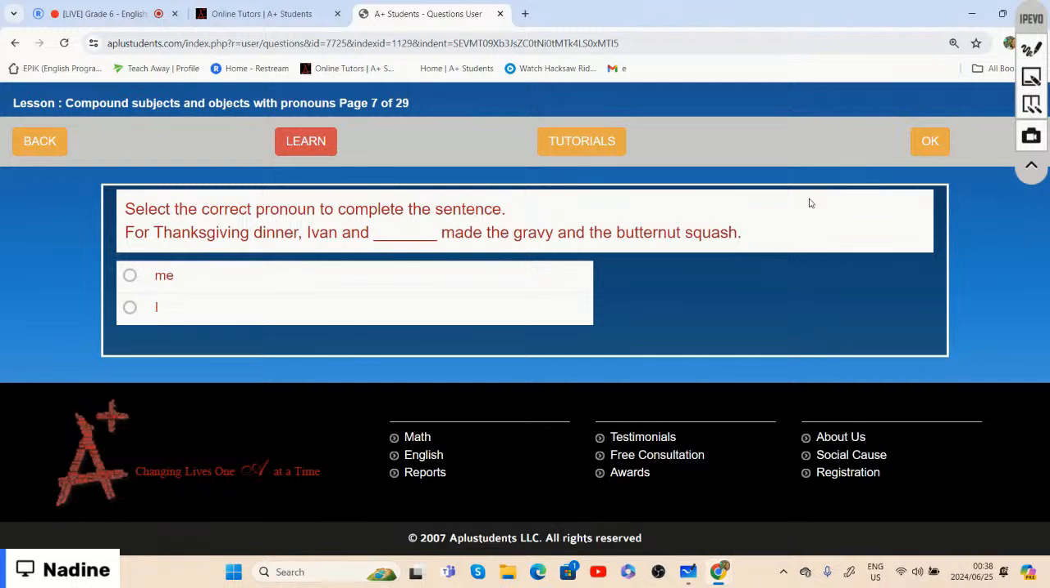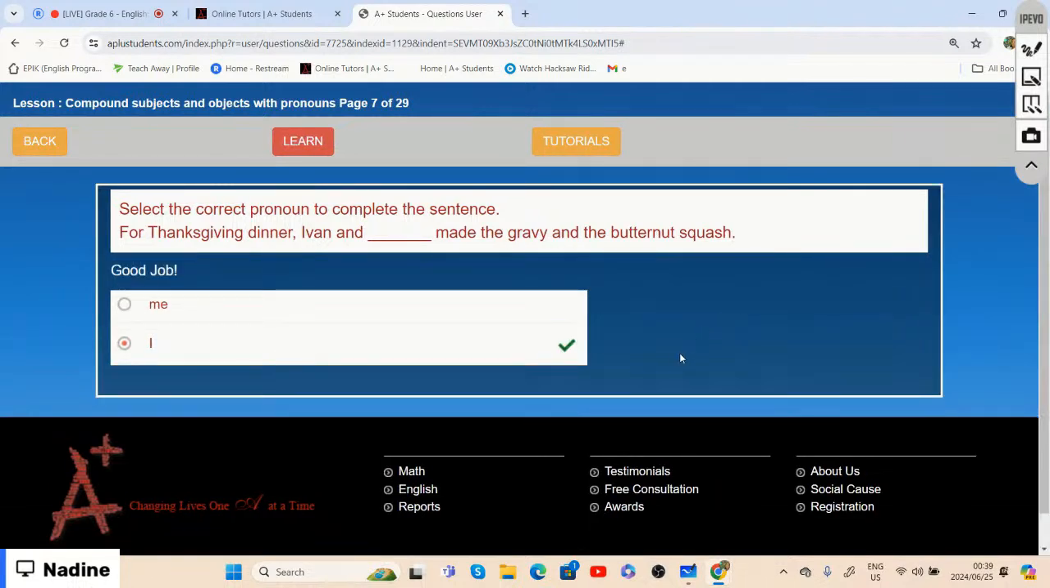All right, so if we were to choose the correct pronoun, then we will say for Thanksgiving dinner, Ivan and I made the gravy and butternut squash, which means that that is our subject pronoun.